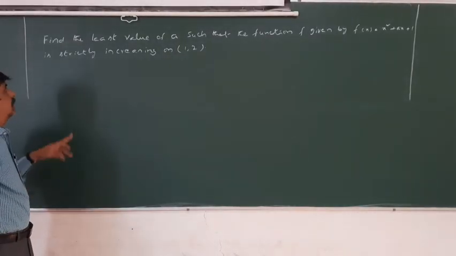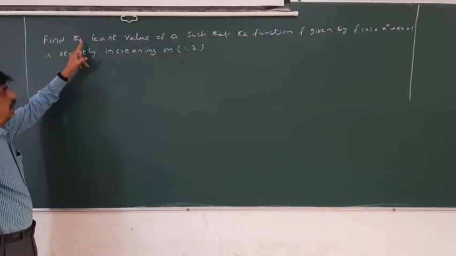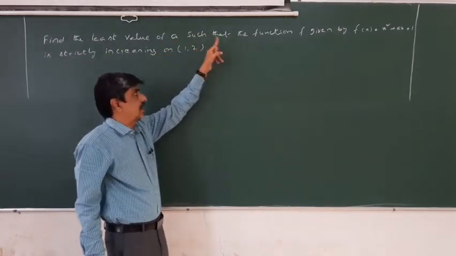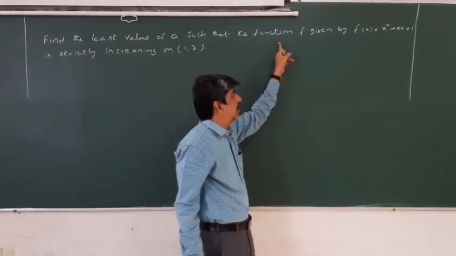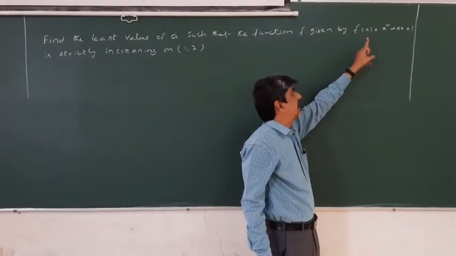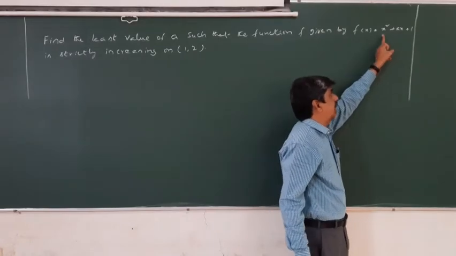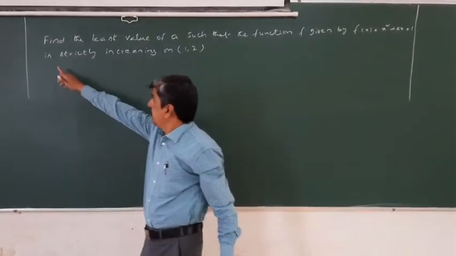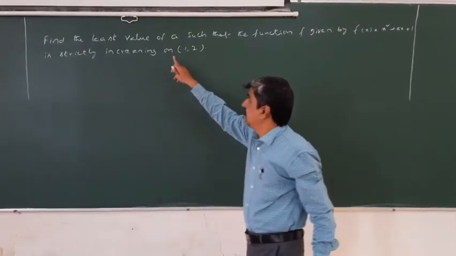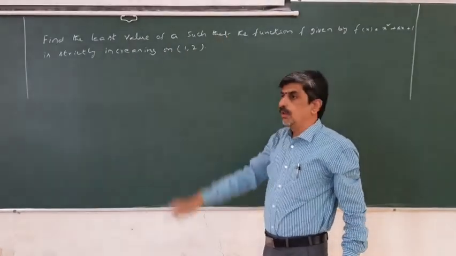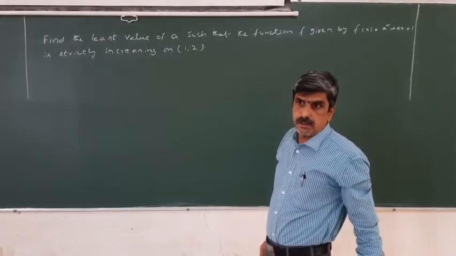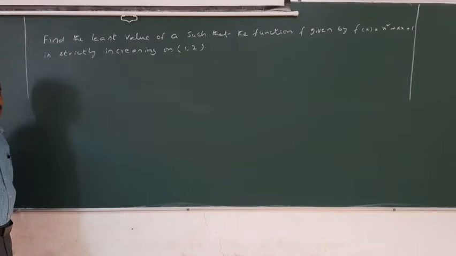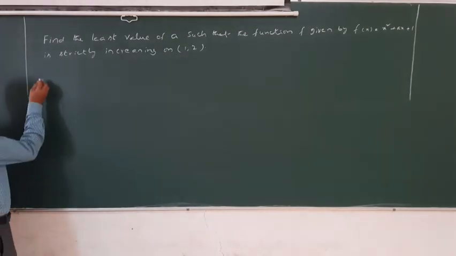Today's numerical is: find the least value of a such that the function f given by f of x is equal to x square plus ax plus 1 is strictly increasing on the open interval (1, 2). Solution.